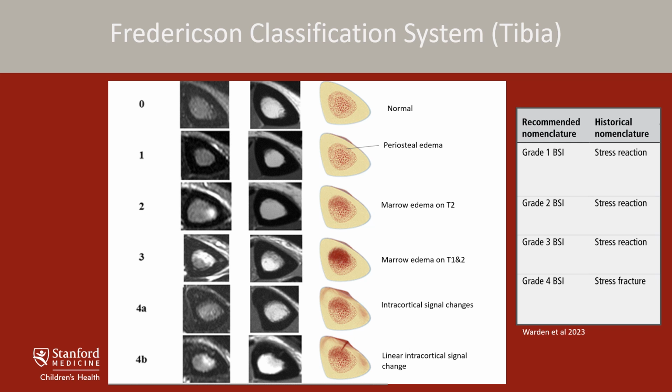Finally, we're moving away from calling every bone stress injury a stress fracture. This term is starting to be more defined for bone stress injuries with linear signal change in the cortex that's indicating your fracture line, which would be a grade 4 BSI.